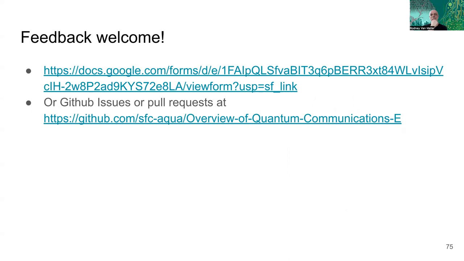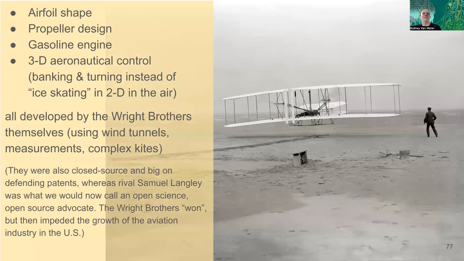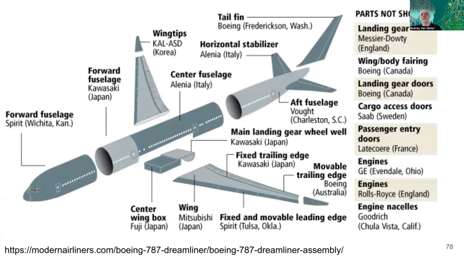All right, let me wind up here. I showed you this chart earlier, right? We've gone from the earliest qubits in the lower left, and we currently sit somewhere still toward the lower left in the NISQ era, the noisy intermediate scale quantum era. And we want to get to the fault-tolerant quantum multi-computer era in the upper right. And it's going to take a team, right? We want to get from the Wright brothers to the airliner, right?